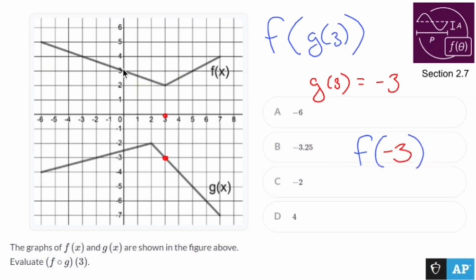So let's go to f. Let's go to negative 3. F of negative 3 appears to be 4. D is my answer. Wasn't that nice?